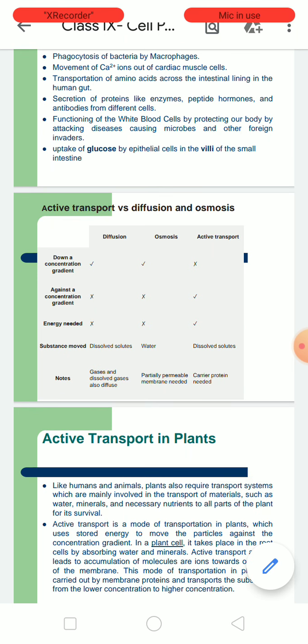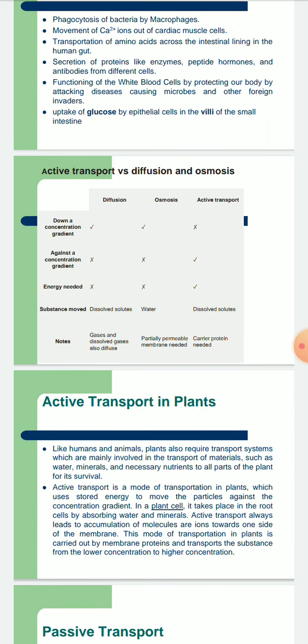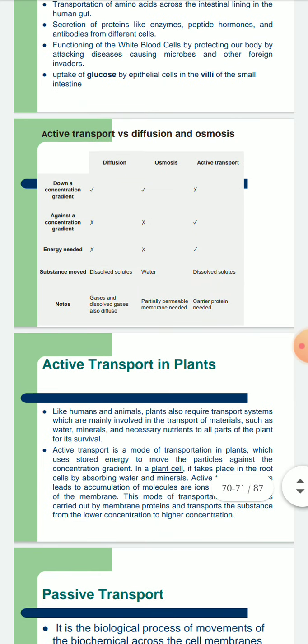So phagocytosis of bacteria by macrophages, movement of calcium out of the cardiac muscle cells, transportation of amino acids across the intestinal lining, secretion of proteins and antibodies from different cells, functioning of the RBC and WBC, and uptake of glucose by epithelial cells. So here is the difference between active transport versus diffusion and osmosis.